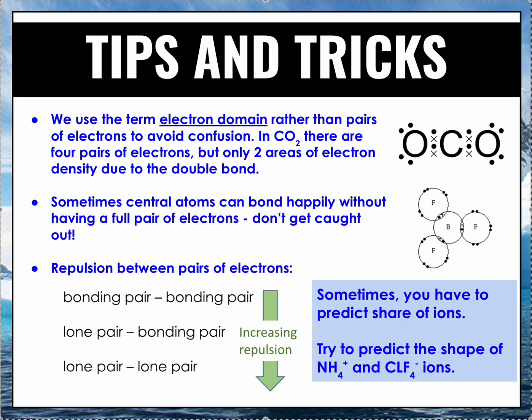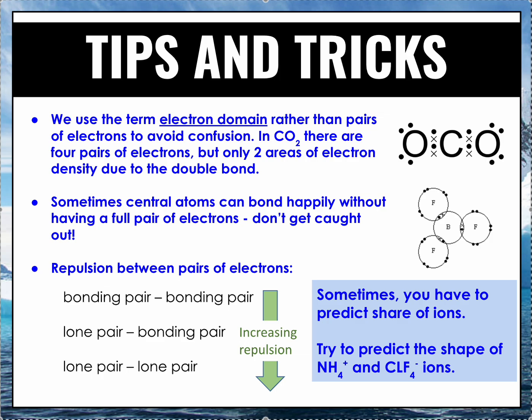All right, now that you have done that, it's time to go over some tips and tricks that you need to know in order to determine these things. We use the term electron domain rather than pairs of electrons to avoid confusion. In CO2, there are 4 pairs of electrons, but only 2 areas where the electron densities are, because this is due to the double bond and the pi bonds that are there. So we say the electron domain has 2, and therefore the shape between the carbons and the oxygens gives you a linear shape.